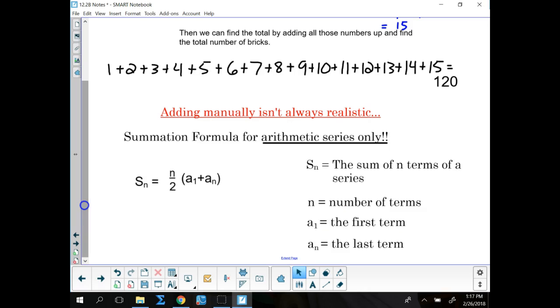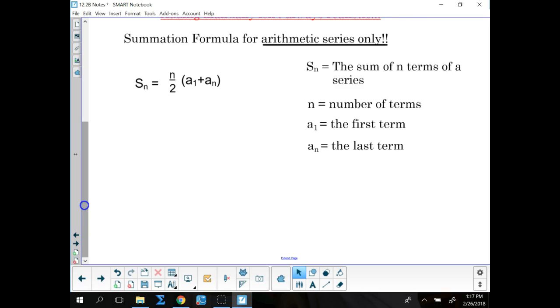So, the summation formula, and this is only for arithmetic sequences and arithmetic series. Okay? The sum of the first n terms is equal to the number of terms divided by 2 times the quantity of the first term plus the last.